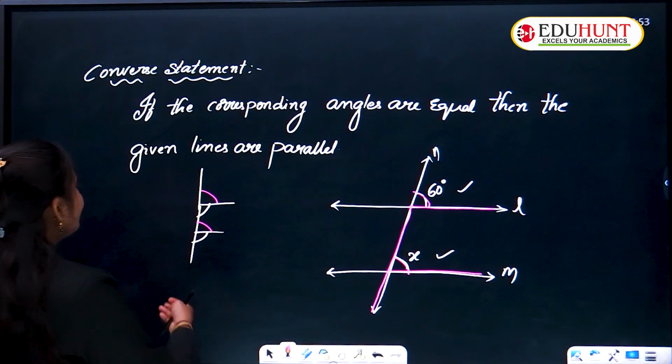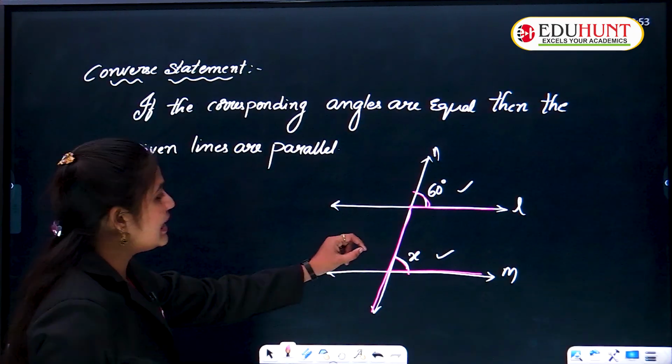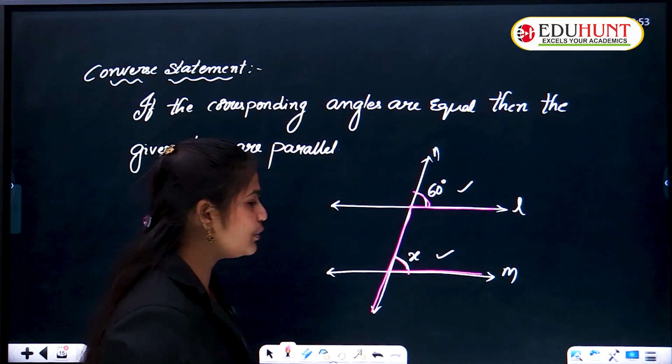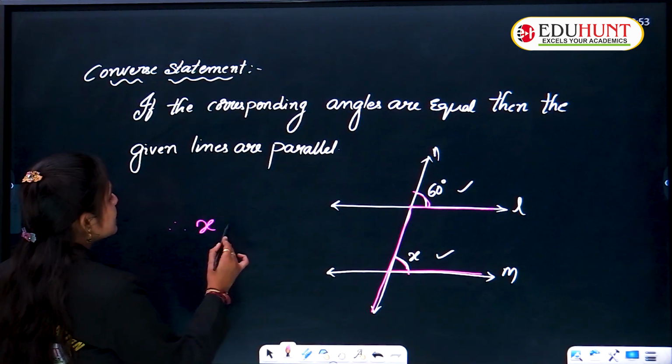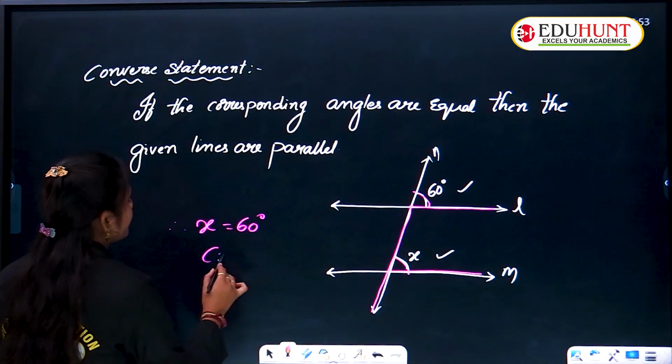Understood? Now here the given lines are parallel. In the question they already gave that L is parallel to M and N is a transversal, so find the x value. Simply we can say that x is equal to 60 degrees. What is the reason? These two are corresponding angles.